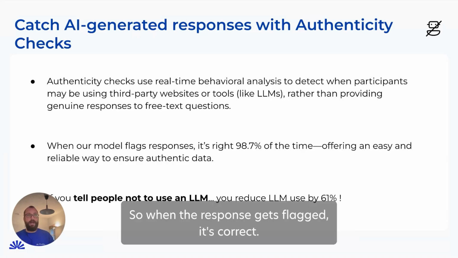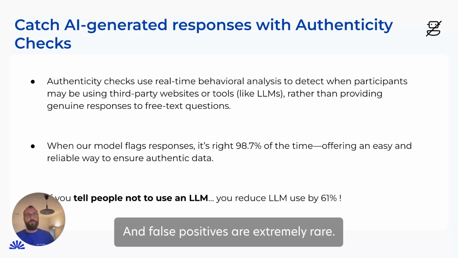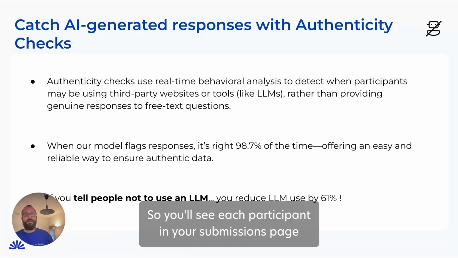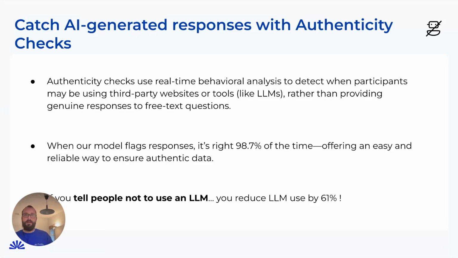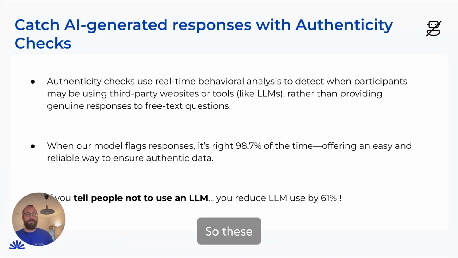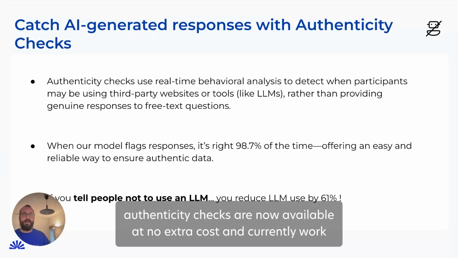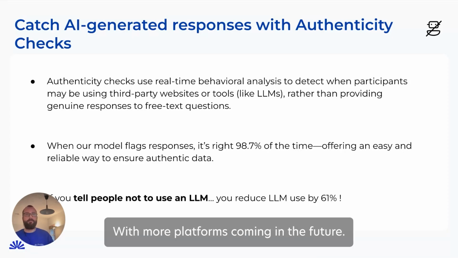When a response gets flagged, it's correct 98.7% of the time, and false positives are extremely rare. You'll see each participant in your submissions page marked as either high, mixed, or low authenticity, which makes it easy to review and filter out questionable data. These authenticity checks are now available at no extra cost and currently work with tools like Qualtrics, Gorilla's Questionnaire Builder, and Prolific's AI Task Builder, with more platforms coming in the future.